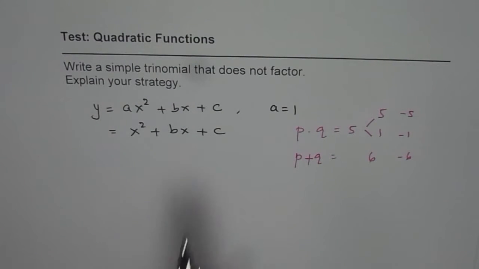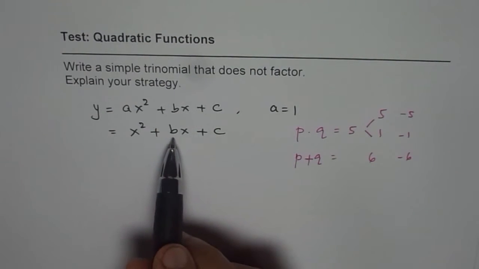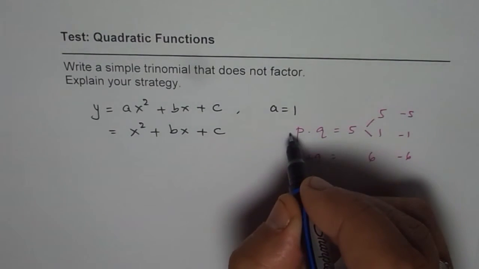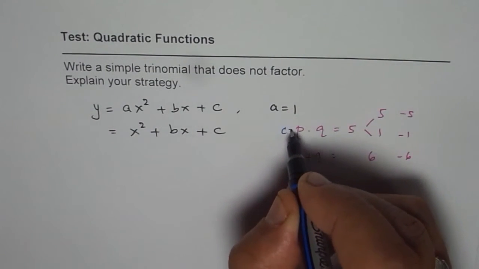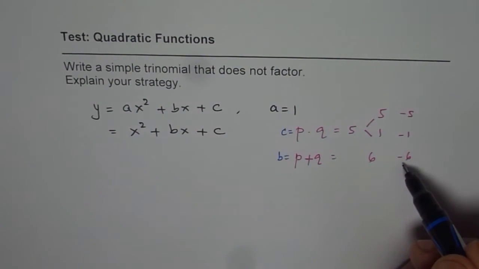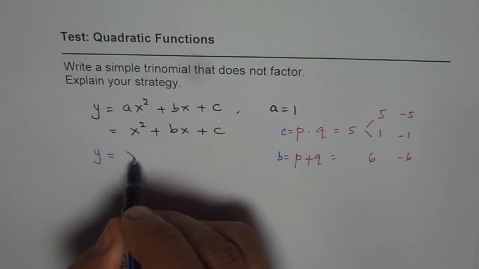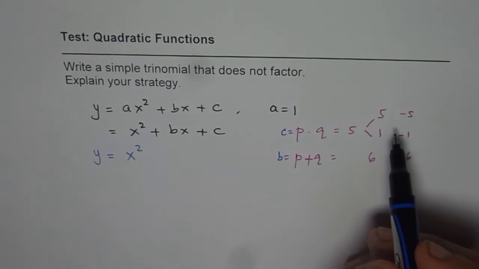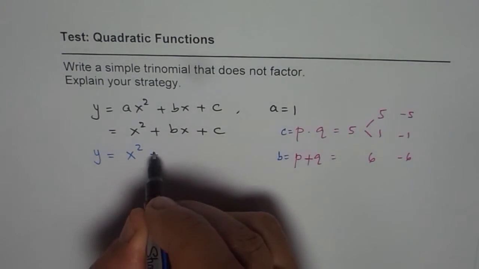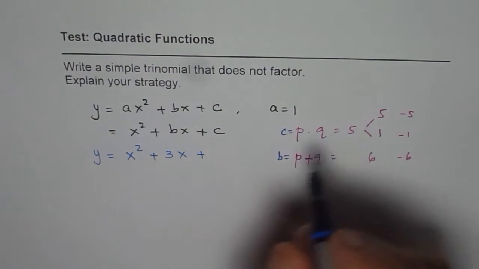So in your equation, C is normally the product and B is the sum. In this case, this product is C and B is the sum. But if I don't use these combinations, then you cannot really factor it. So I can give you an equation like y equals x squared. Let me use 5 for C, but I'll change B to any other number. Let's say 3, right? So write 3x plus 5.